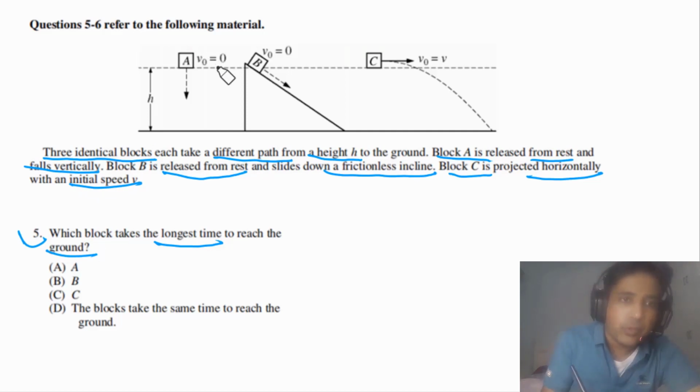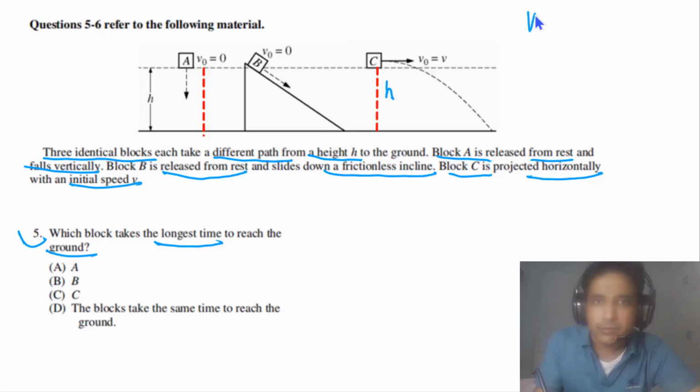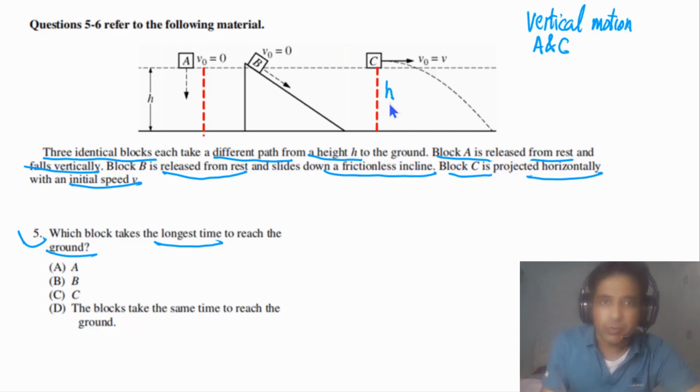If you look at block A, it will cover this vertical displacement, which is equal to h. The vertical displacement of block C is also equal to h. Now we need to look at the vertical motion of A and C only. So we will compare these two blocks first.